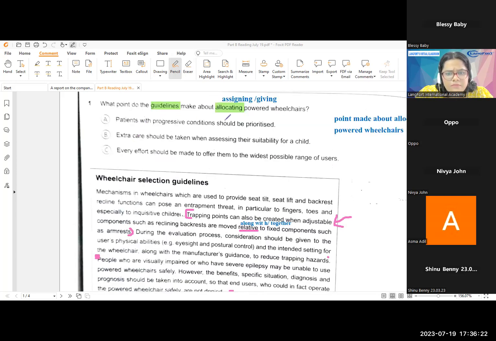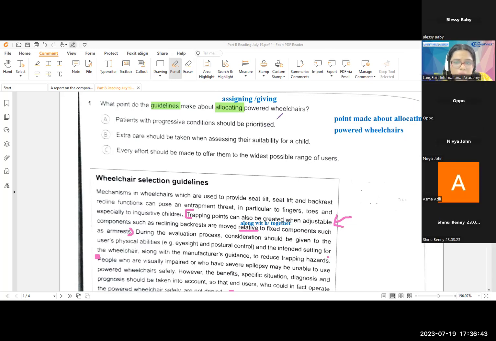Option A: Patients with progressive conditions should be prioritized. Anywhere in the extract, have they mentioned that patients with progressive, advancing conditions should be given importance? Did they say that anywhere? No, ma'am. So we can reject that. It's not given. They have talked about visually impaired, they've talked about severe epilepsy, but they have not said that patients who have progressive conditions should be prioritized.